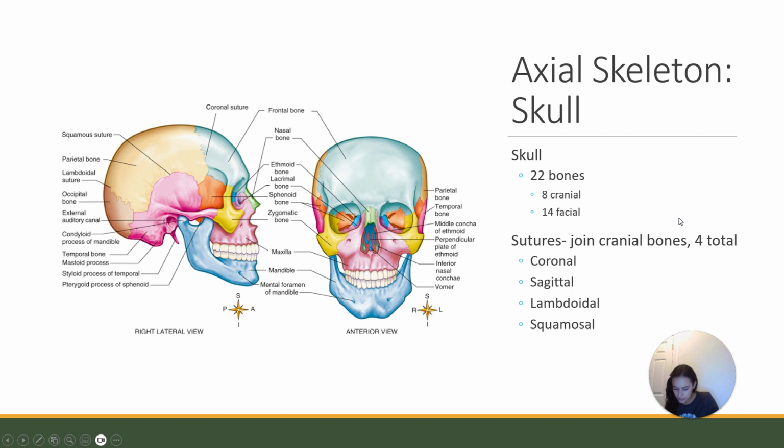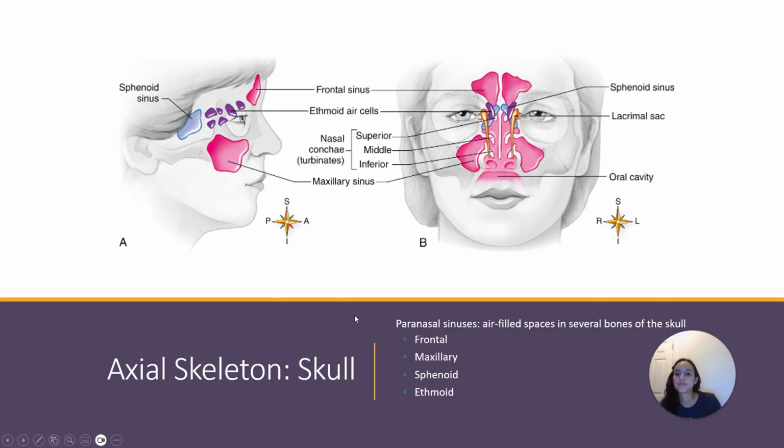And I believe it's the mandible and the ossicles, which are the bones in your middle ear. Those are the only ones that are not joined by sutures. Sorry, before I said it was only the mandible, but it's actually 2. The mandible and the ossicles.